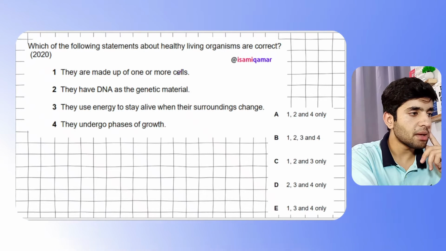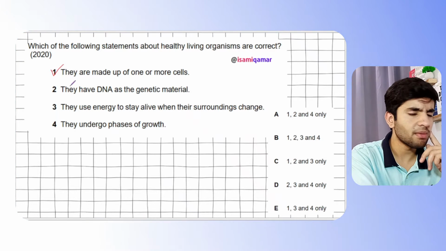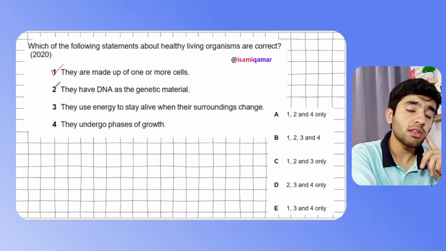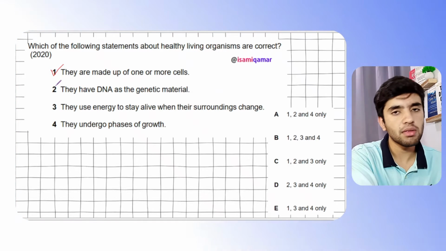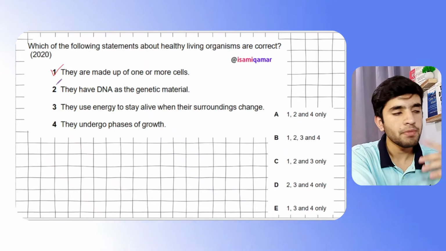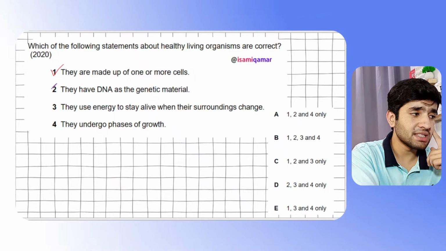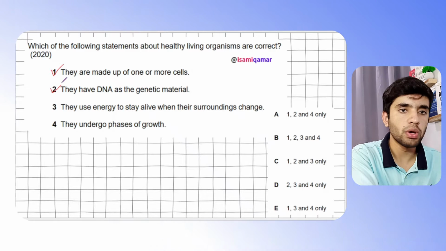First statement is, they are made up of one cell. Yes, healthy living organisms are made up of cells. This is true. You must study cell theory. When you study cell theory, you will understand that this is the basic point. They are unicellular or multicellular. Living organisms are multicellular or unicellular. They have DNA as a genetic material. Yes, this is also true. DNA is found in the nucleus.